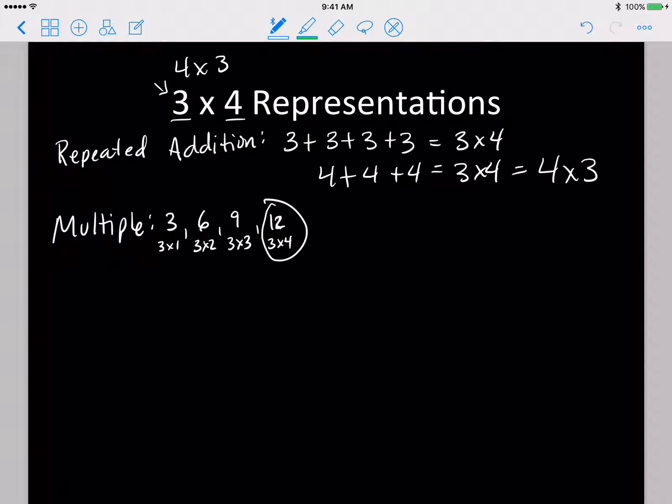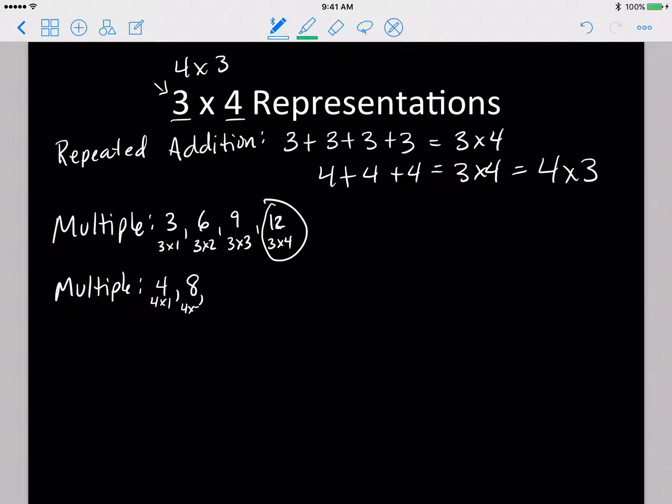If we were going to do the multiples of 4, you would start with 4 times 1. So 4, and then I'm going to skip count by 4. So 4, 8, because 4 plus 4 is 8.